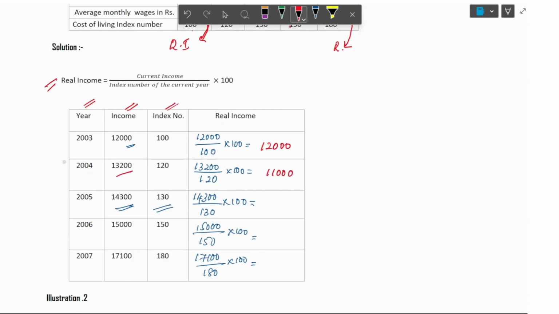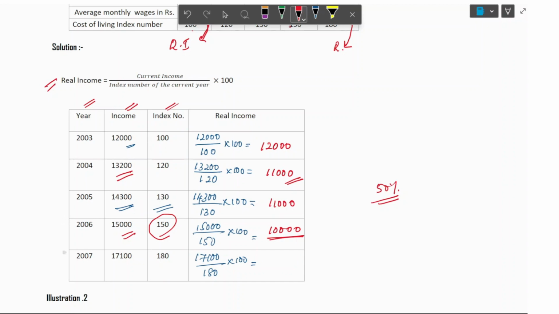In effect 13,200 is the income, but in effect how much is it? That is 11,000. That means the purchase value of the money is only 11,000, not even 13,200. Okay, next it is coming here again 11,000. Next 10,000. See, 15,000 is the current income, but the index number is 150. That means 50% increase if you compare with the price index. Therefore, in effect, you are going to get the real income. The purchase power of the money is only 10,000.